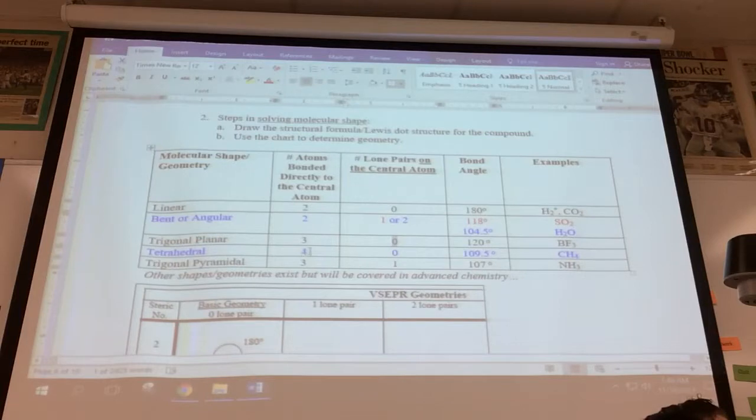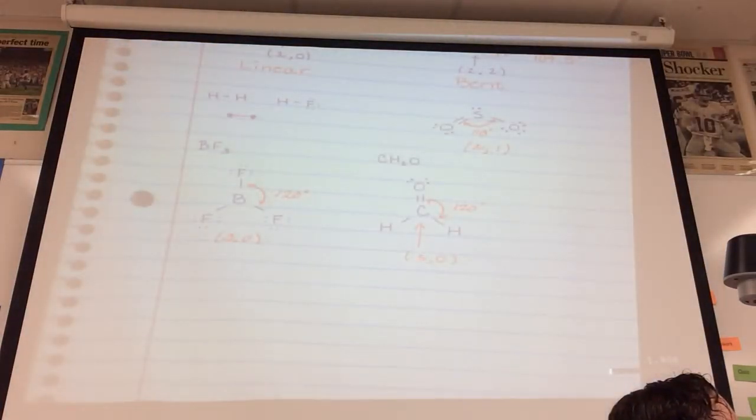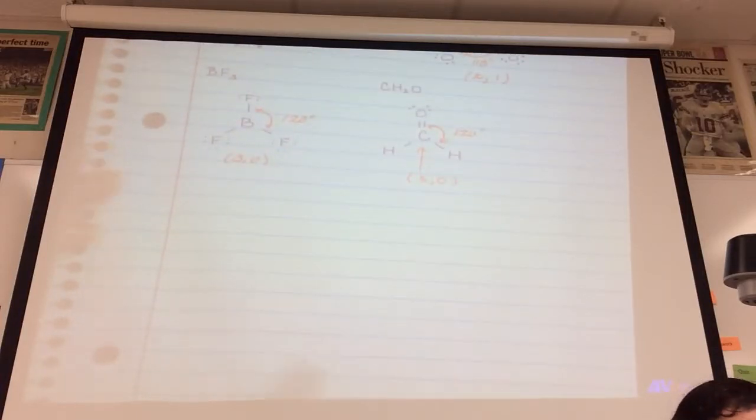Tetrahedral, four atoms bonded directly to the central, no lone pairs. The bond angle is 109.5 degrees. An example is methane. And let's take a look at methane, for example.